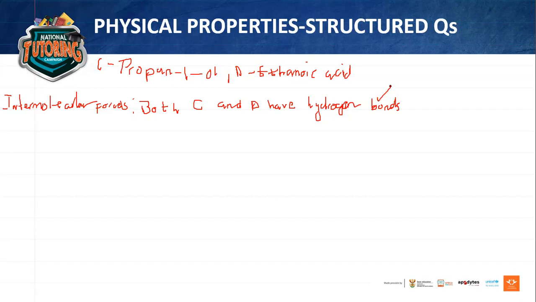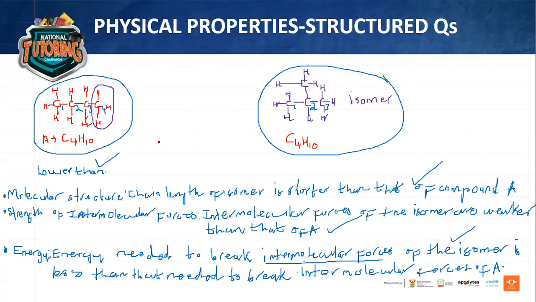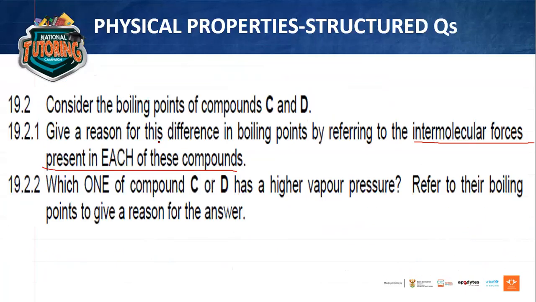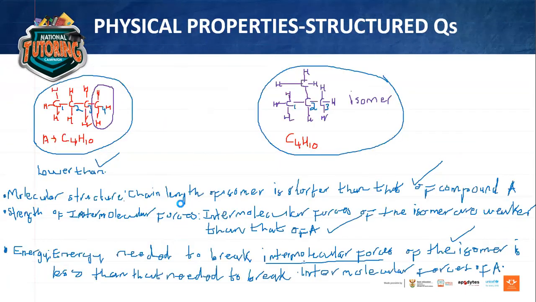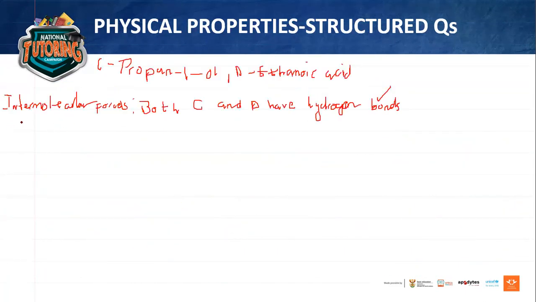And this is the easiest way that you can write it. So now we have referred to intermolecular forces. But now, if C and D both have hydrogen bonds, why are the boiling points then different? It means we need to explain further. Now, from the table, we can see that the boiling point of ethanoic acid is higher than the boiling point of propan-1-ol.